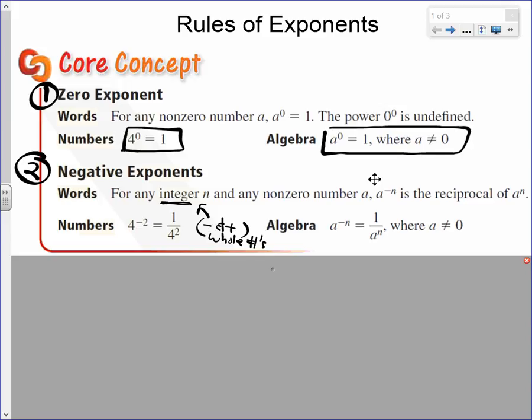So 4 to the negative 2 power becomes 1 over 4 to the positive 2 power. That's an example of numbers. A to the negative n becomes 1 over a to the positive n. Something funky going on with this reciprocal word. You've seen that in junior high. We'll go over it right now. Give yourself some space. I want to cover one example. Another example here. So here's two examples.